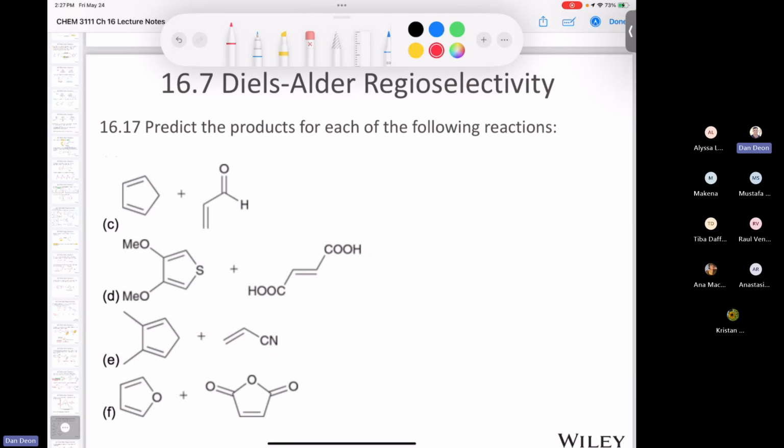All right, 16.17, there's a lot to unpack here. It says predict the products for each of the following reactions. So we're starting with a cyclic diene, and here's our dienophile. First, remember, in the Diels-Alder, you form a ring. We've already got a ring, so that means we're going to have a bicyclic product. So if we draw our curved arrow, here's our first curved arrow, form our first sigma bond. Here's our second one. We move this pi bond, so let's draw what the product is going to look like.